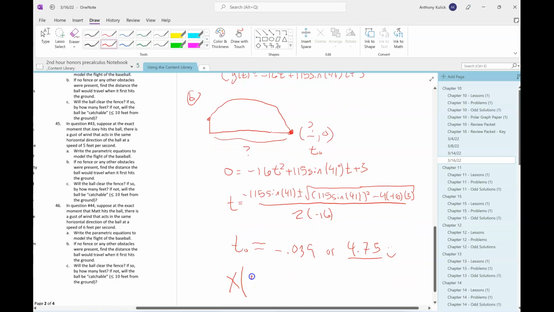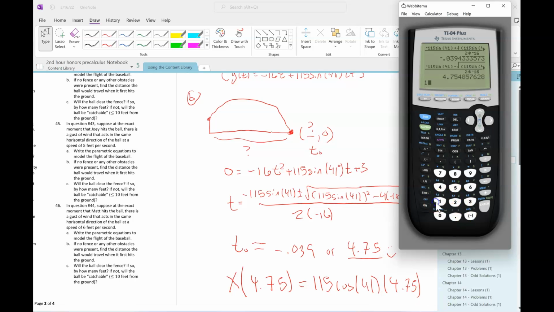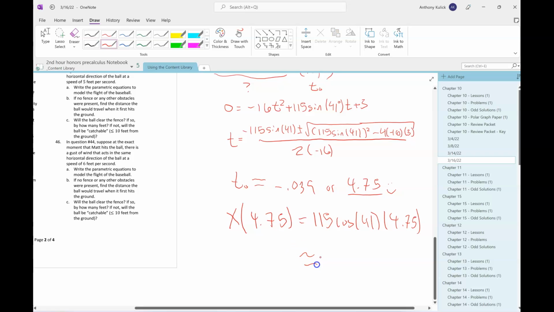So I'm going to do x of 475. So that's 115 cosine 41 times 475. So the ball goes 412.7 feet. Happy with that, Blake?